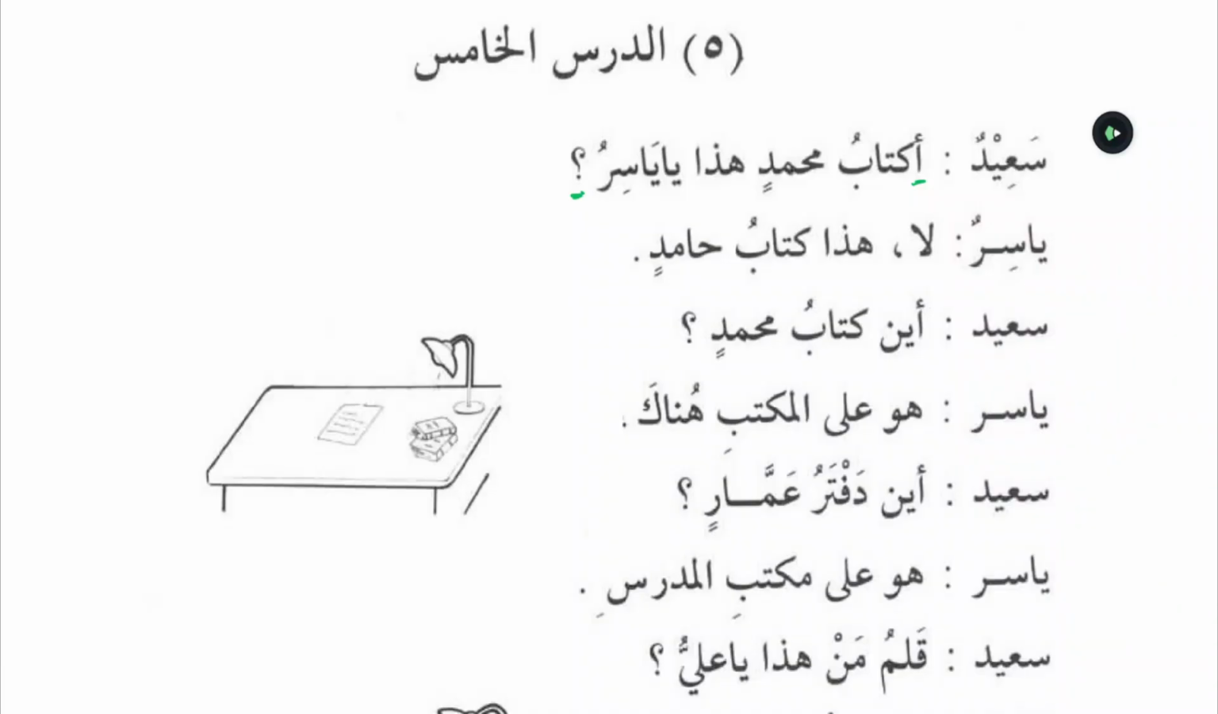Rule number two, mudaf can have alif lam or tanween. Kitabu doesn't have alif lam or tanween. And rule number three, mudaf ilayh is in a role that falls under the position of jar. And jar is reflected by a kasra. Akitabu Muhammadin hadha? Is this the book of Muhammad?